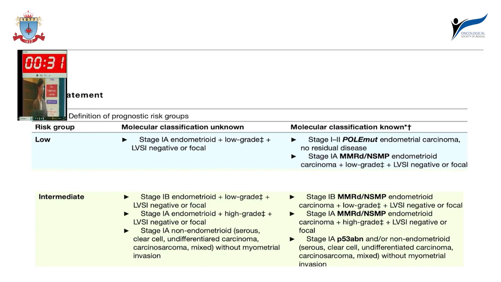There's an 80-year-old patient who underwent TAH-BSO and is being planned on immunotherapy. We didn't get the data because they didn't have all the slides, but wanted to put it for this case. So they went straight to immunotherapy after surgery. But obviously it is all under consent, because it is not the standard of care.